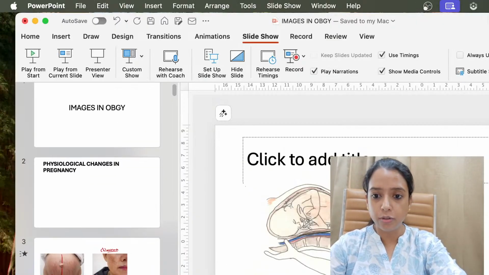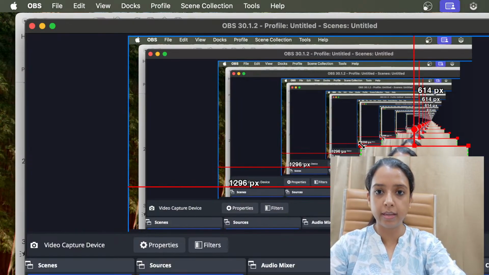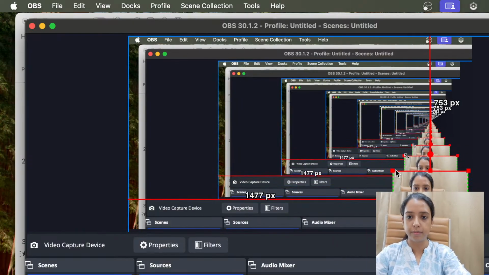Just give me a second. I think I need to reduce my own size. That is blocking a lot of images. Hai na? Yes, now it is better.